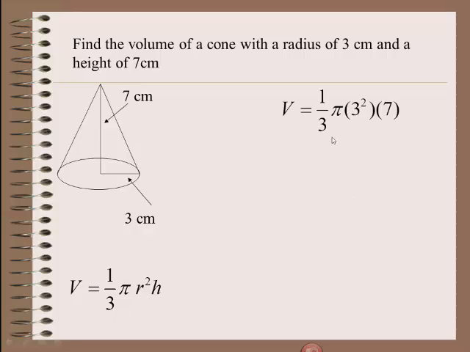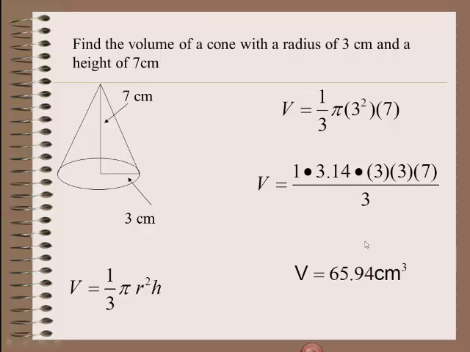So I've got 1/3 times pi radius squared times the height. So I got 1/3, same thing as the other one. I'm going to do all of this on the top of the fraction and then divide by 3. So I've got 1 times 3.14 times 3 times 3 times 7. Hit the equal button, divide by 3, hit the equal button, and that's your answer. Pause and copy that down.